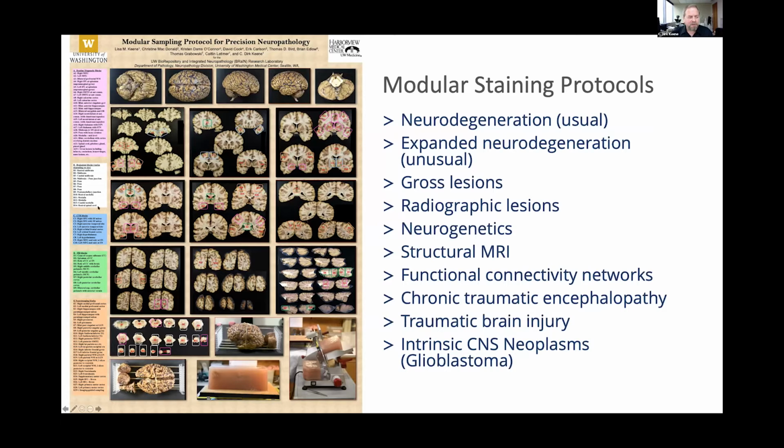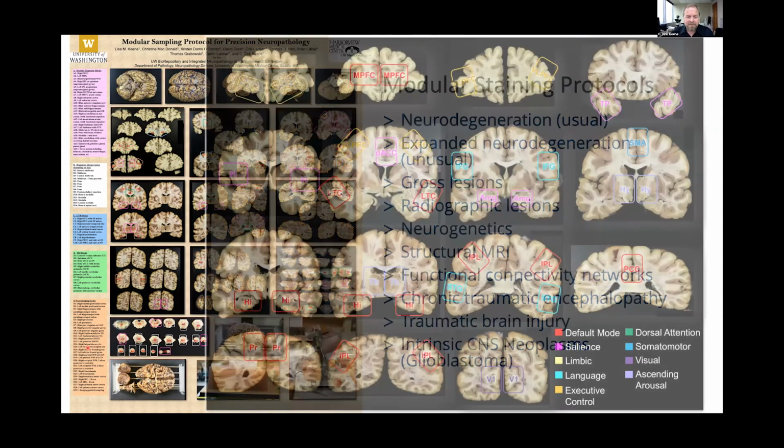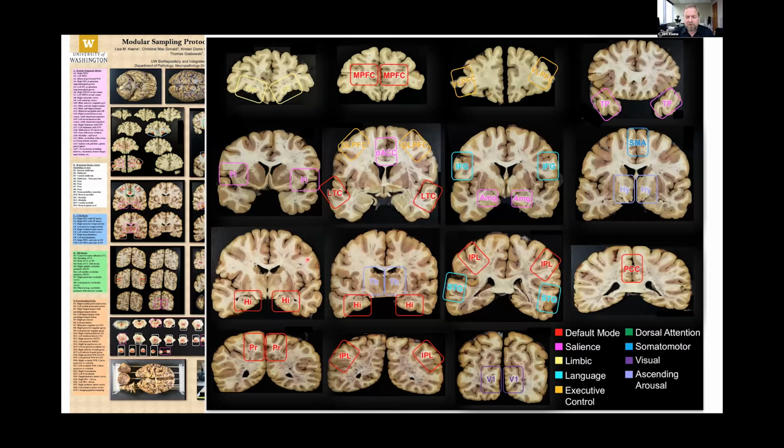We've developed a sort of modular approach. So over here is your typical neurodegenerative disease sampling that most of us do. We also have different sampling focused on CTE and TBI, and then of course a very large component that is based on structural and functional imaging. This is a slide just highlighting the sampling we're doing for our default mode and other functional connectivity networks, and this is really thanks in large part to Brian Edlow at MGH, Tom Grabowski at the UW ADRC, Christine McDonald here at UW, Kristen Dams-O'Connor, and others.